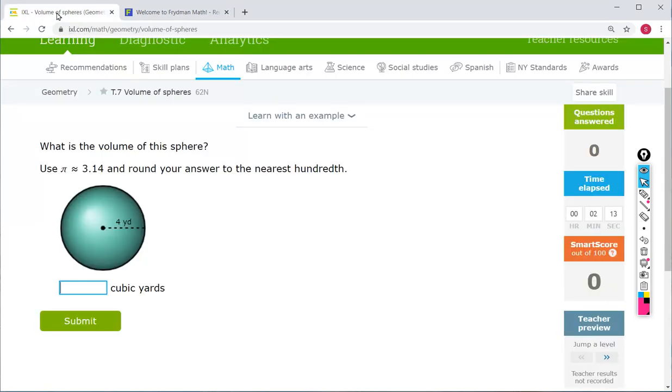Okay, so now let's do some problems. What is the volume of this sphere? So let's write our volume formula for a sphere. The volume formula is 4/3 times pi times the radius to the 3rd power, or cubed. All right, now we are told that the radius is 4 yards, and that's really all the information that we need to find the volume of the sphere.